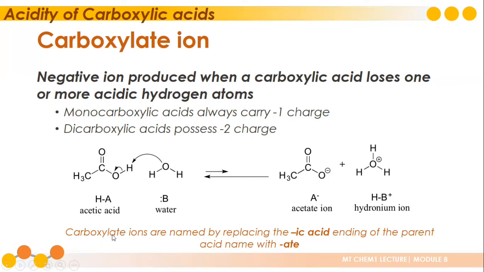Please remember that in naming carboxylate ions, we replace the -ic acid of the parent acid with -ate. So instead of acetic acid, we remove -ic acid and replace it with -ate, which becomes acetate ion.